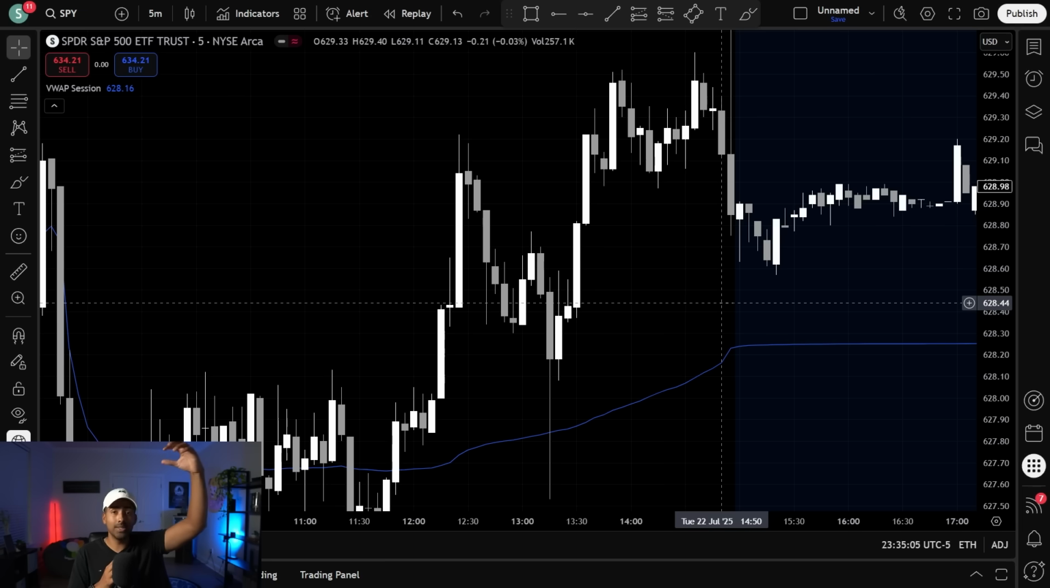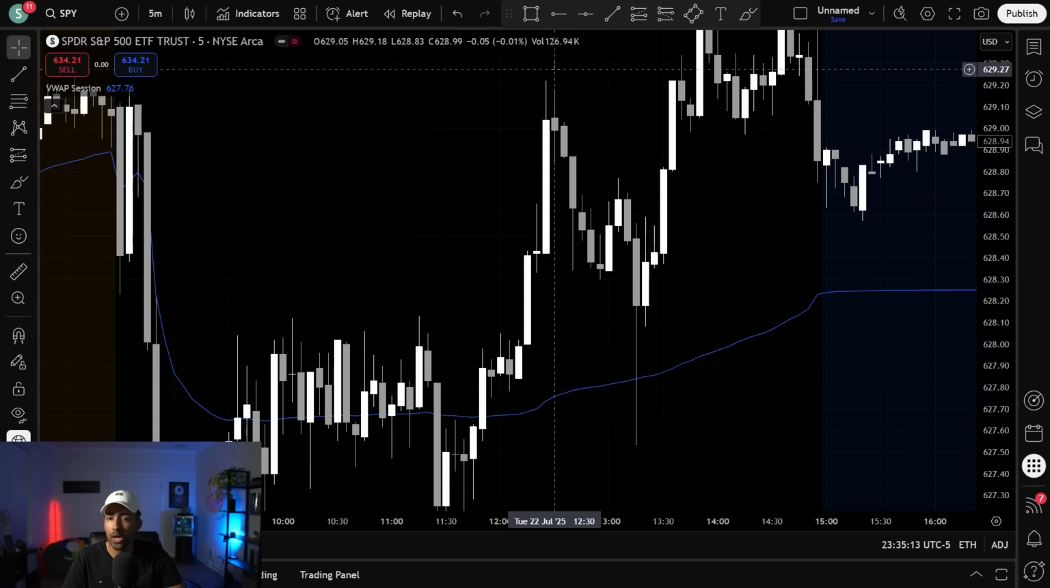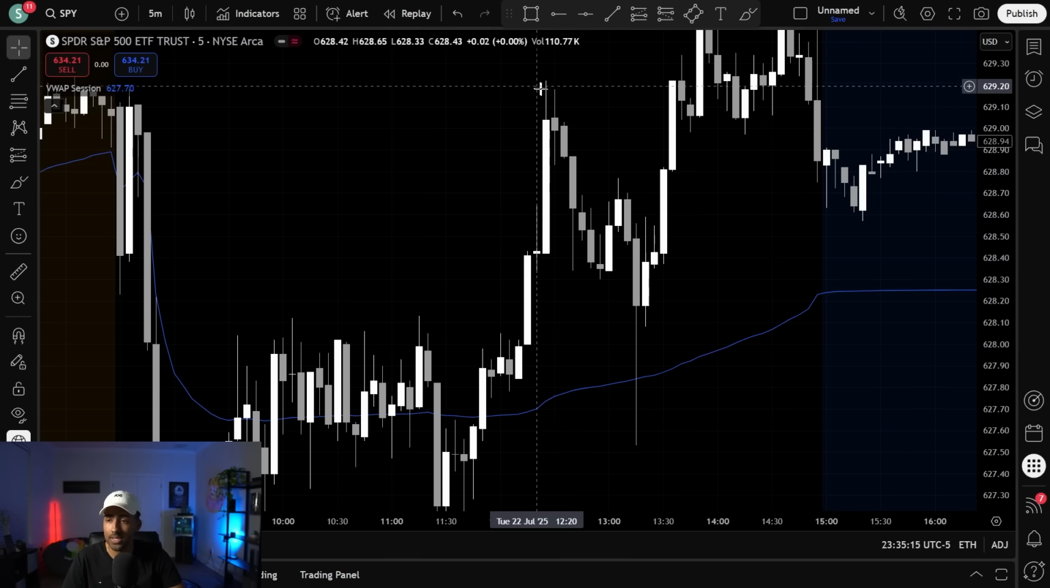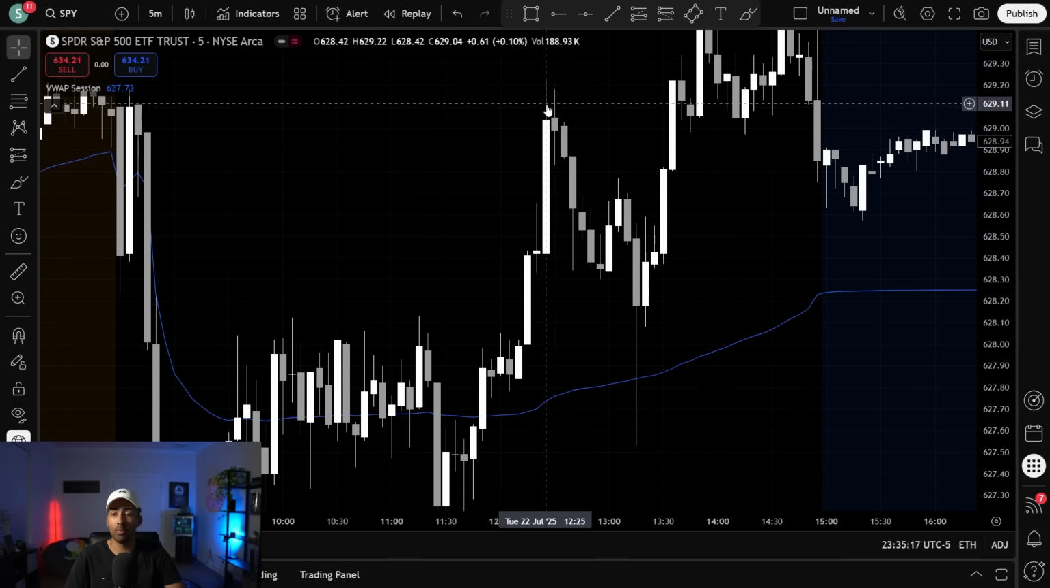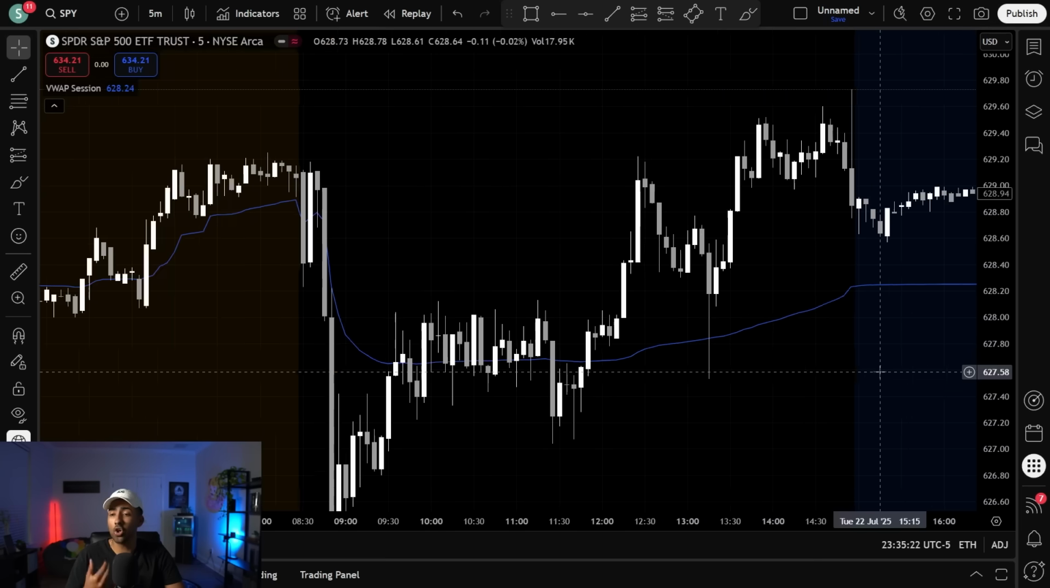What VWAP likes to do is come above that average price and then rubber band back down. So as you can see right here, for example, we come all the way up to 629.26 on SPY, and then we rubber band all the way back down to VWAP just to continue higher. So you're going to see this a lot.